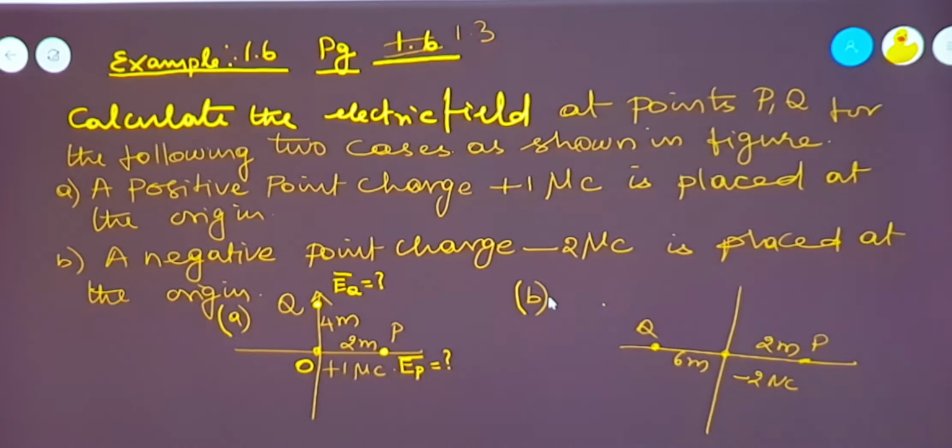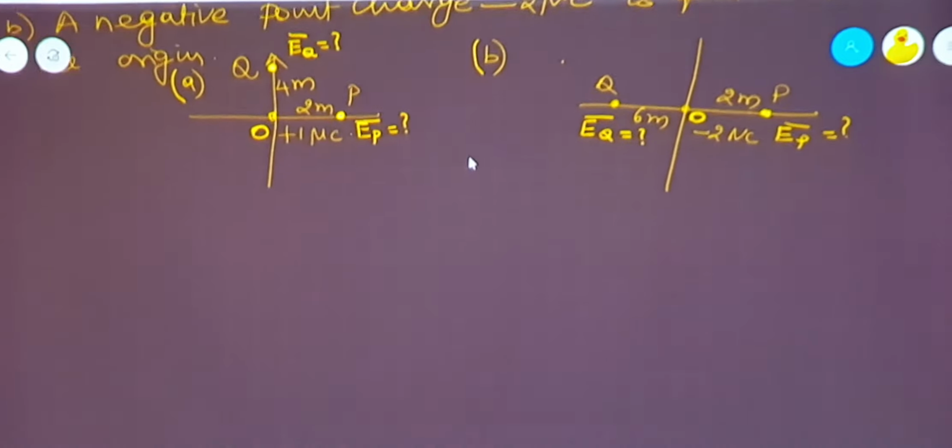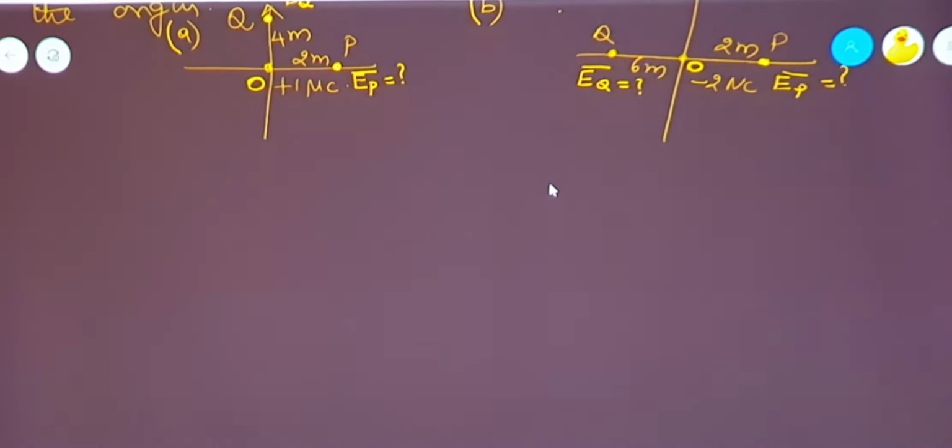Similarly, for the subdivision B, you are having at the origin O, a charge minus 2 microcoulomb. 2 points are considered. One is point P and another one is point Q. At point P, we have to calculate the electrical field, let us call it EP. Similarly, at point Q, we have to calculate this EQ. Both magnitude and the direction. Here we have to get answers for 2 questions and here we have to get answers for 2 questions. So totally 4 solutions has to be got. So again, let us consider the solution.